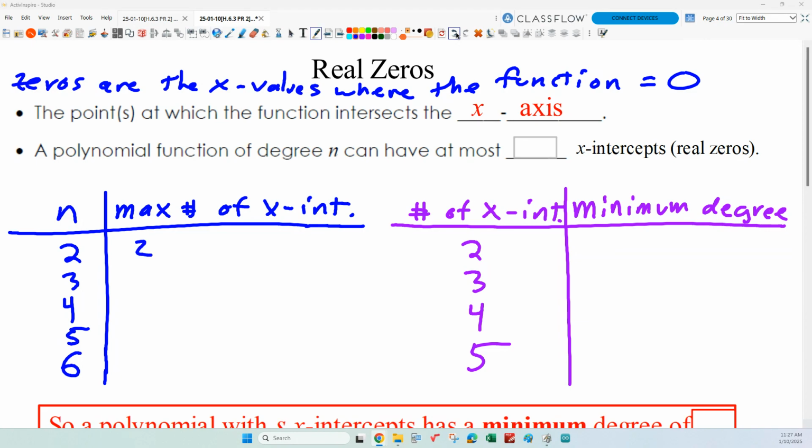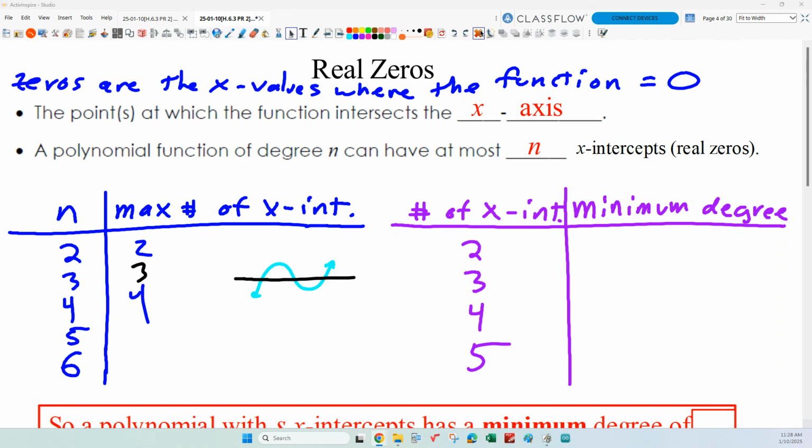What if it's cubic? Well, if it's cubic, we said that's one that could have that shape. If that's the x-axis, wouldn't it have 3, right? Okay, this is a pretty easy trend. If it's a 4th degree polynomial, what's the biggest number of x-intercepts it could have? 4, and so on. And so a polynomial of degree n can have at most how many x-intercepts? Of degree n can have at most n x-intercepts, exactly.